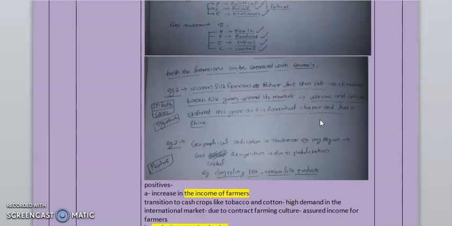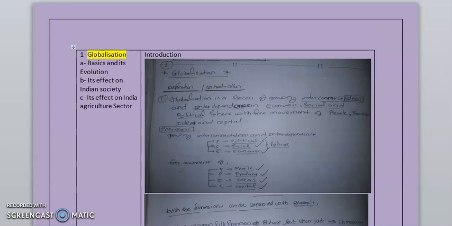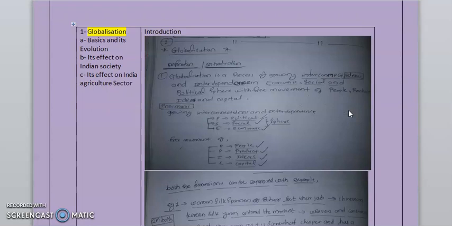So this was all about globalization and its effect on agriculture. In the next video we will see its effect on the Indian economy.